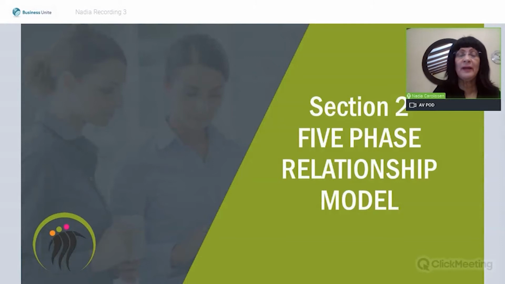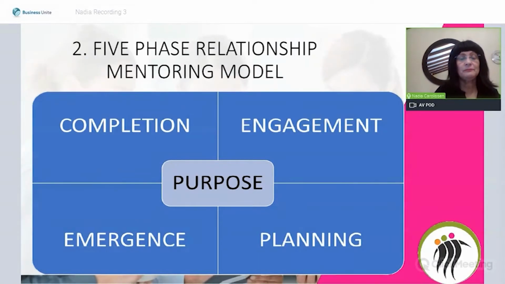So let us look at section 2. Here we'll look at one of the models I will briefly cover with you. The 5-phase relationship model. There you have your 5 phases. In the center, we've got purpose, engagement, planning, emergence, and completion.